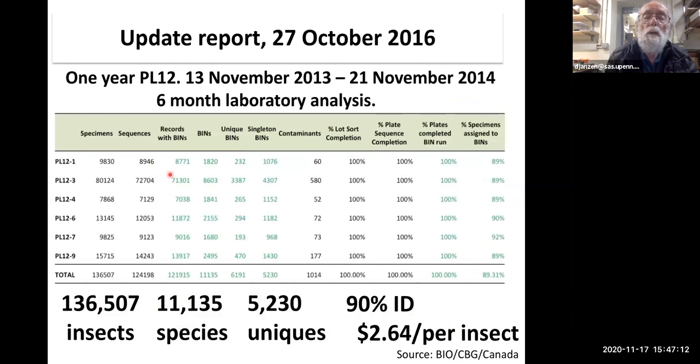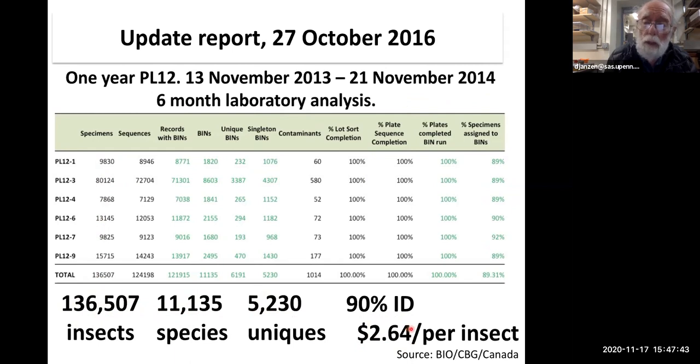Now, those traps caught an enormous number of insects. Okay? In this particular case, six of those traps caught 136,000 insects of 11,000 species, and 5,000 of them were caught only one time. So in other words, the trap only caught one individual, one member of that species, during an entire year. And the cost is this.